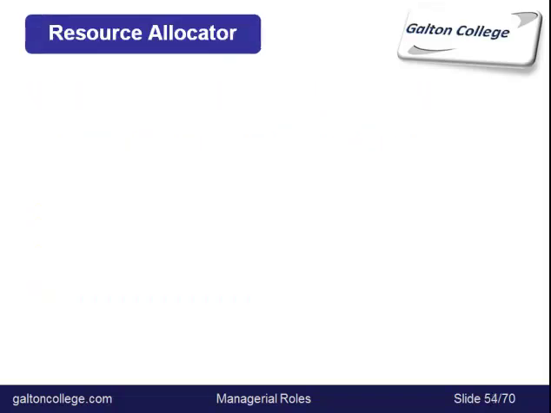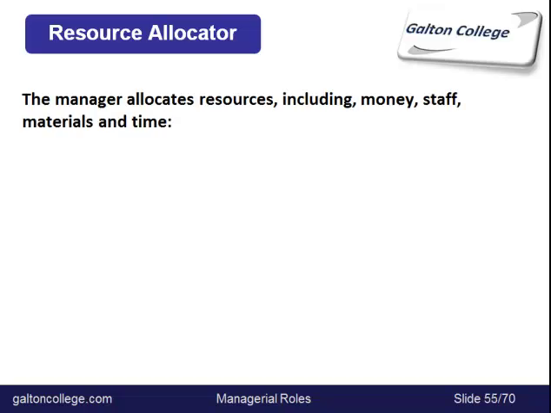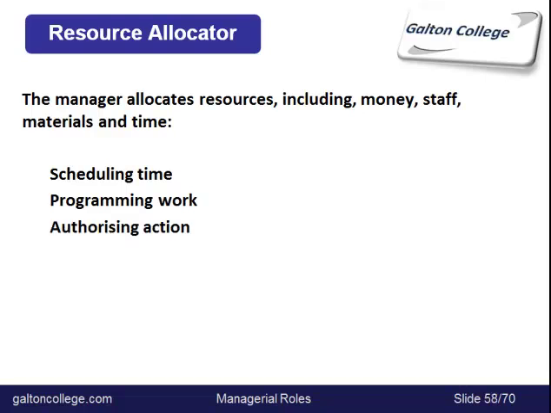Now let's turn to the manager as a resource allocator. The manager allocates resources, including money, staff, materials and time. And this means that they are scheduling time. They're able to schedule resources. They're able to program work, for example. They're able to authorize action. And it means that the manager is a resource allocator. They're allocating scarce resources here.